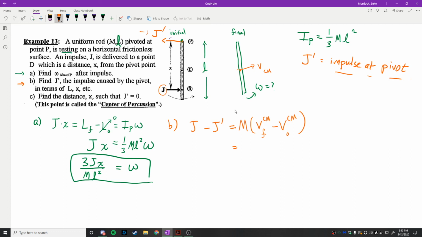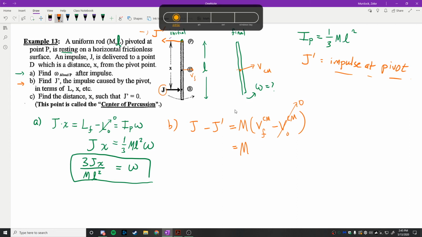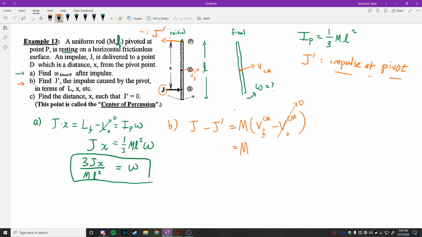Okay, so we know that the initial velocity of the center of mass was 0. To find the final velocity of the center of mass, how would we do that? How would we find the velocity of the center of mass right here? Can we use this? Yeah. V_CM is going to be equal to the distance to the center of mass multiplied by omega, right? In this case, the distance to the center of mass is basically L over 2, right? Multiplied by omega.